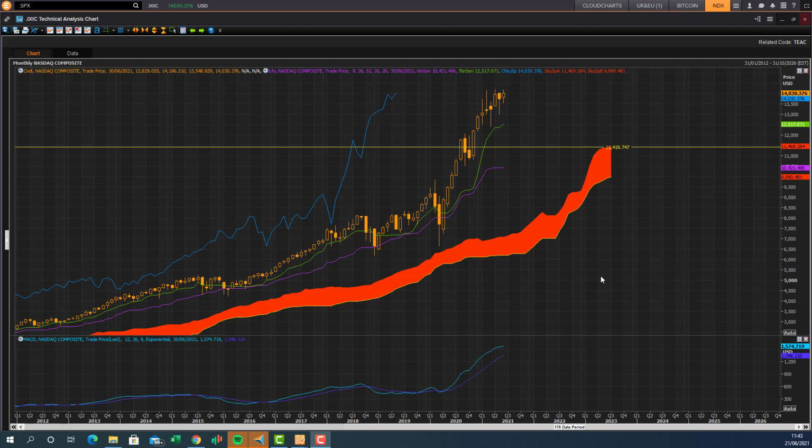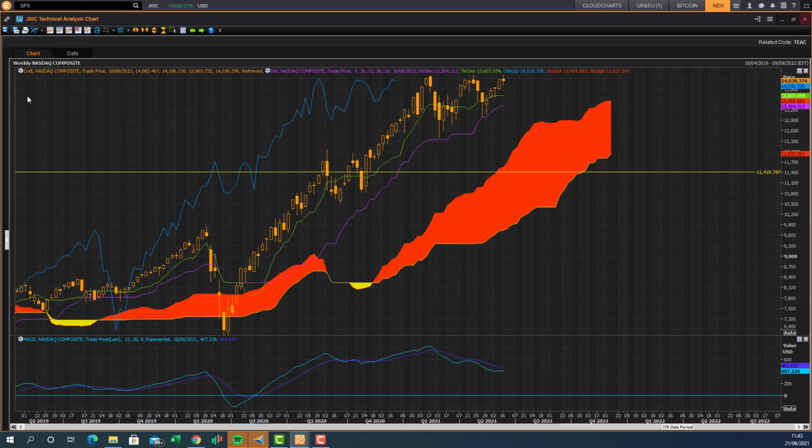We'll start with the big picture, just demonstrating how expensive the current market is as well as how extended it is from the top end of the cloud. We can see the price action is very far away from the cloud, so we can expect a significant correction over the next couple of months. The downside support target is 11419, the front end of the cloud. So we do expect some form of a correction. The market's quite extended on the monthly chart.